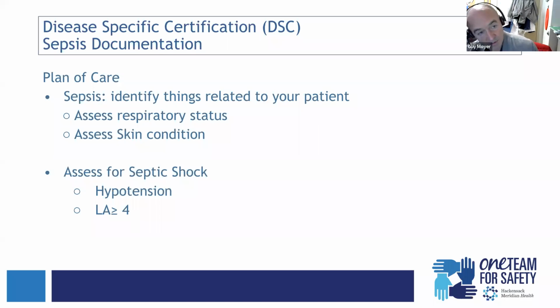So for our disease-specific certification, we're going to review a little bit about that sepsis documentation. Make sure that you do have a plan of care documented on that patient related to sepsis. Identify those things specifically related to your patient. So if it's a problem that has to do with their lungs, make sure that you have something that has to do specifically with that disease-specific diagnosis.